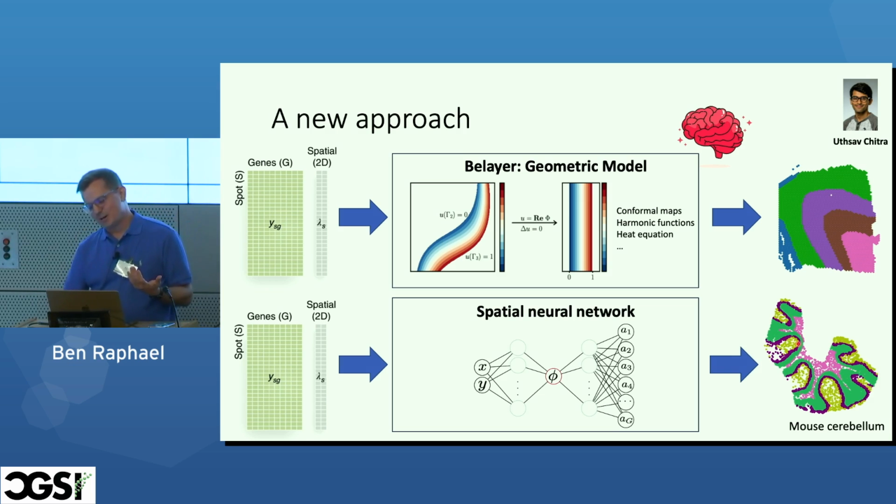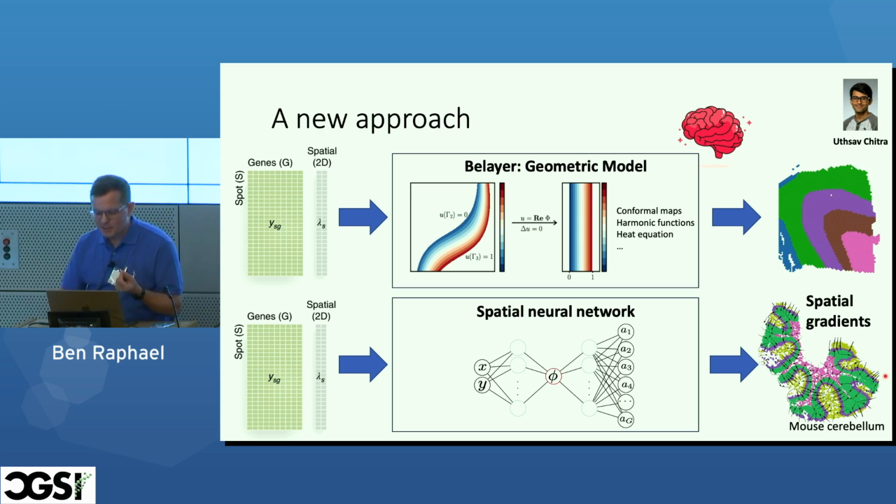So here's a mouse cerebellum, and you can kind of see the different layers that we're picking out. But then the other thing was that we said, why is this working and what's going on and what else can we do with it? And we realized that another thing we could do with it was actually just pick out gradients of expression and find these spatial gradients, which is embedded in this 1D coordinate. So let me show you a little bit how that works.